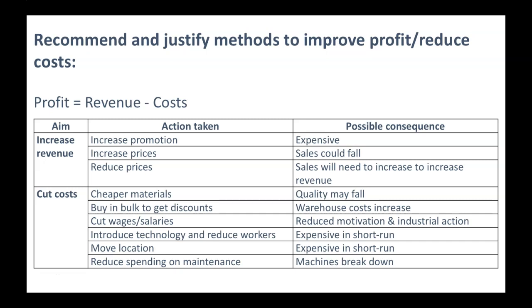You could introduce technology and reduce workers, but it's going to be expensive in the short run to be able to do that, and also you've got redundancy payments that you'll have to make. You could move location to cheaper premises, but that's expensive in the short run as well. You've got the costs of moving and you've got to find a new site. And you could reduce spending on maintenance. I think this is probably the worst suggestion, because what if your machines break down, then your whole production process finishes.